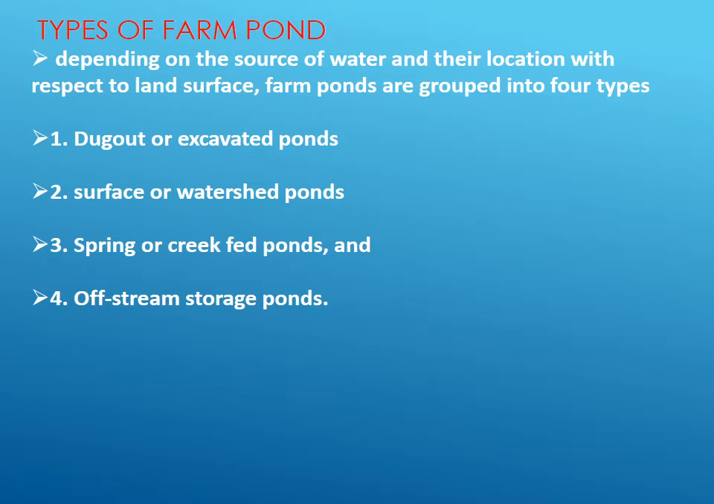Now we will see different types of farm pond depending on the source of water and their location with respect to land surface. Farm ponds are grouped into four types. First one is the dugout or excavated ponds. Second one is the surface or watershed ponds. Third one is the spring or creek-fed ponds, and last one, or fourth one, is the upstream storage ponds.